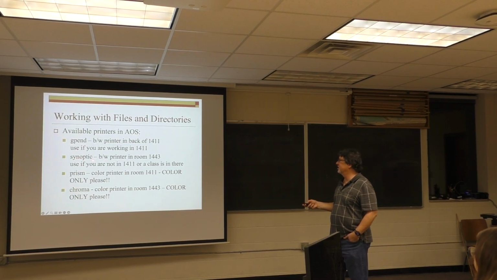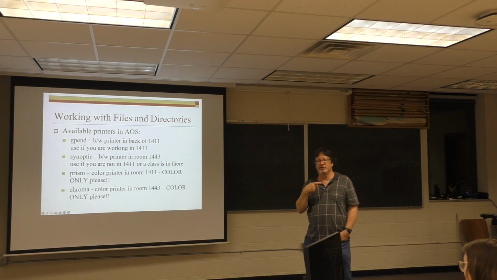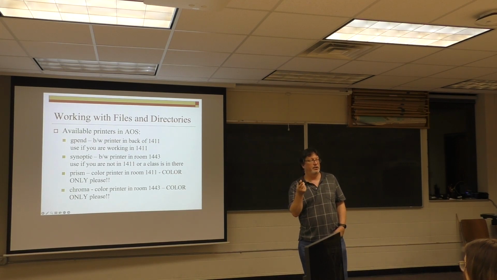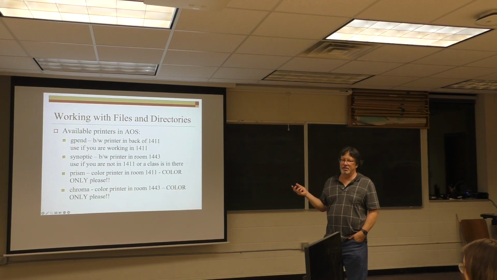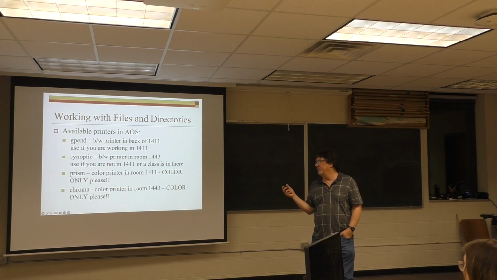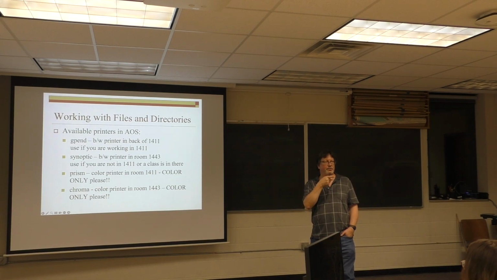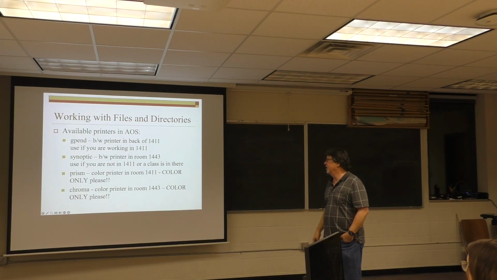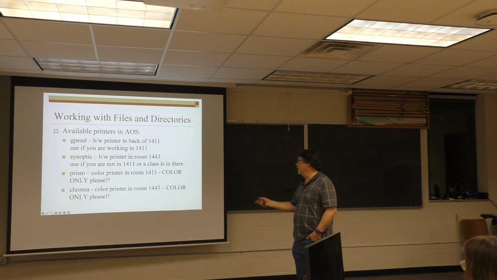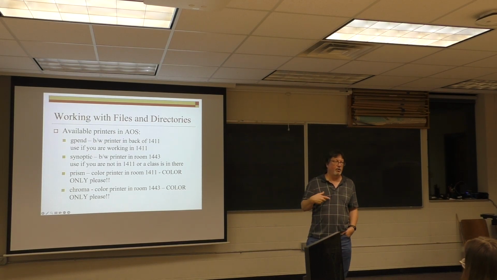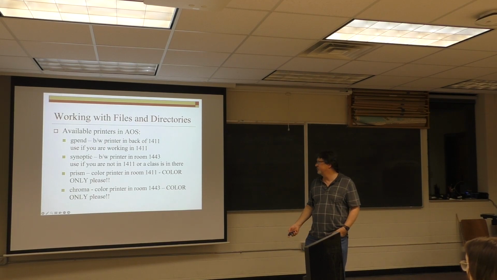Otherwise, there's a printer called Synoptic, which is a black and white printer in the conference room next to my office. So if you need to print something, you can usually print it in there. Sometimes there's committee meetings or whatever that are in there. We talked about, we might be moving those into the alumni lounge, which is across the hall here, to make it less obnoxious. There's a color printer called Chroma. Chroma is in 1443. So there's a color printer named Chroma and a black and white printer named Synoptic that are in 1443 next to my office.